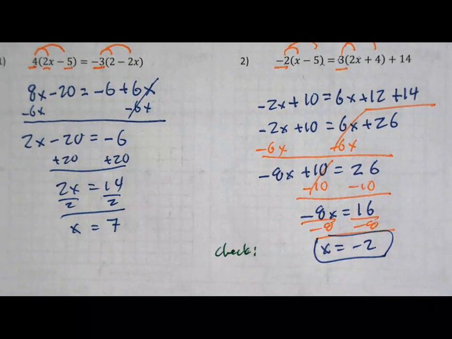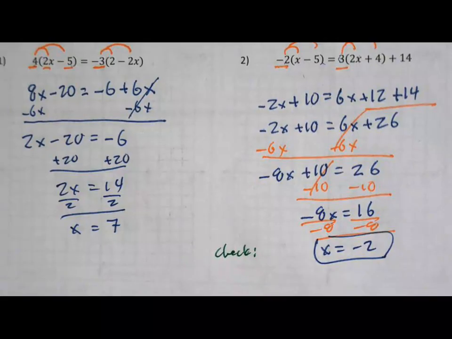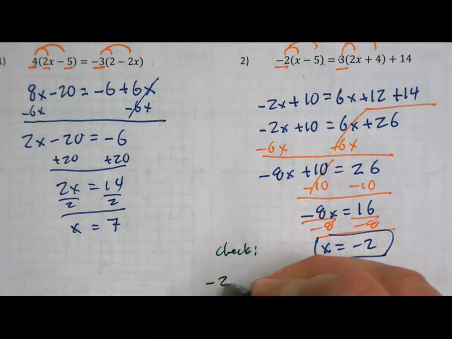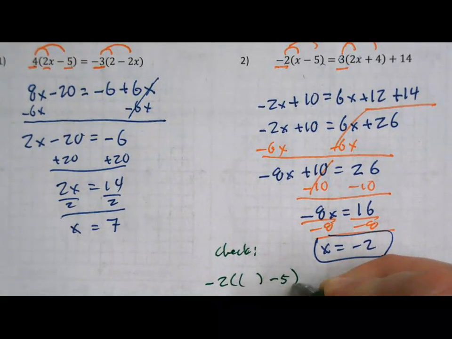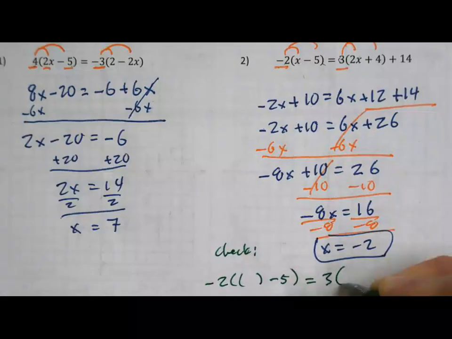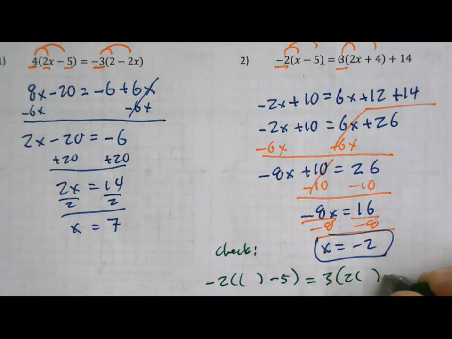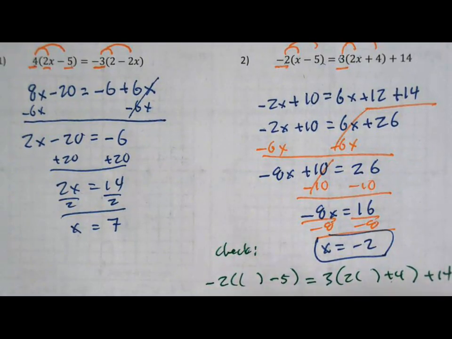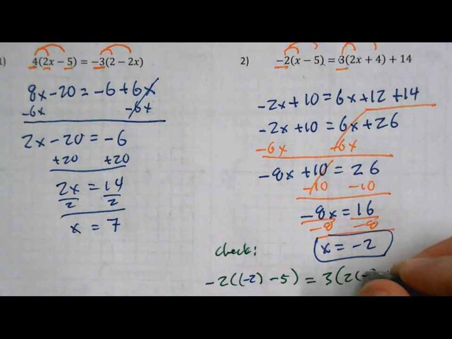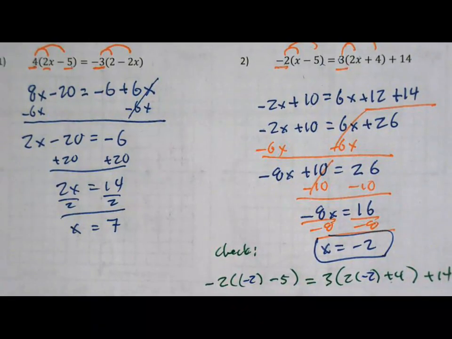I also want to take this opportunity to remind you how simple and quick it is to check and make sure that you've done an equation correctly. I'm copying down the original equation and leaving out all my x's. I'm going to go back and put a -2 in for each of my x's. We'll see if this thing works out. It only takes a moment.